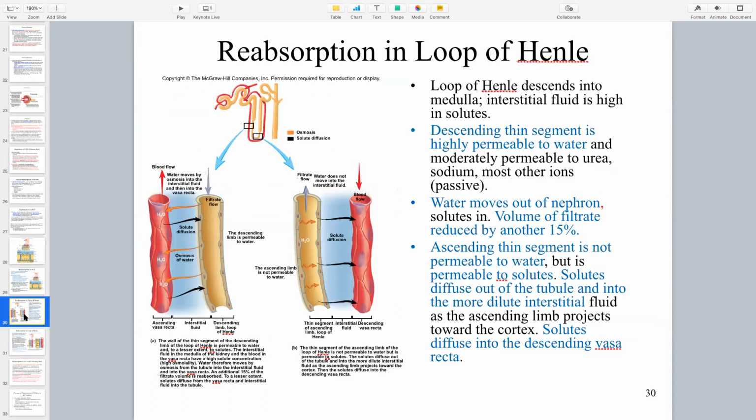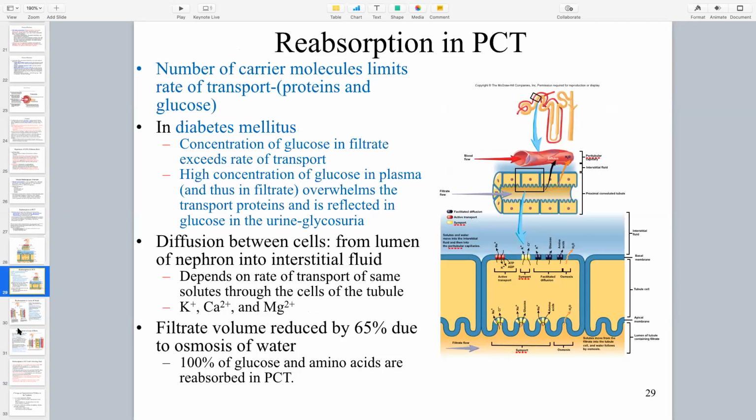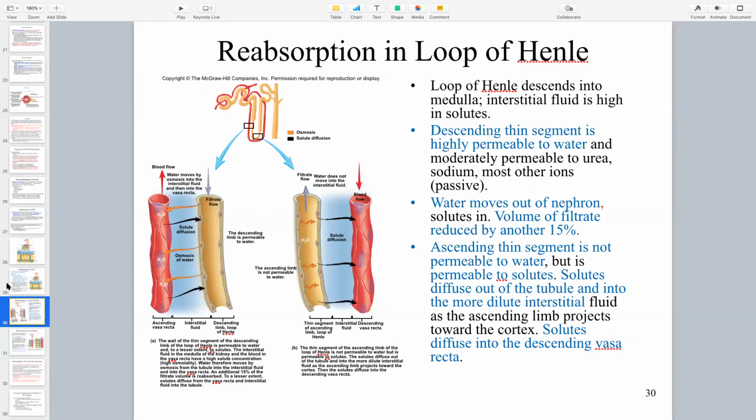Now, let's talk about the loop right here, the loop of Henle. So now we have that fluid going through into the descending limb, the descending limb of the nephron loop or the loop of Henle. What we're going to see is the descending limb and ascending limb have completely different functions.